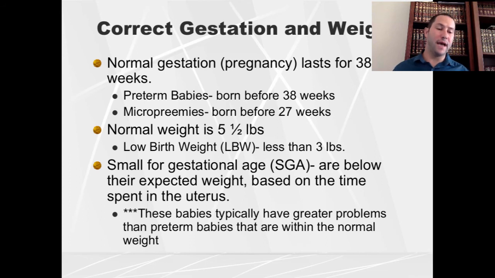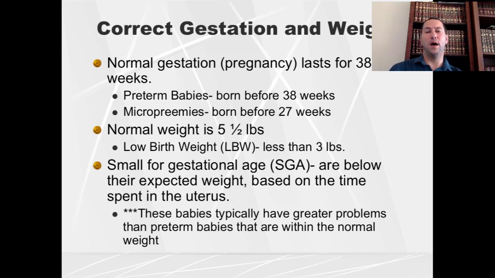Okay, so we talked about labor and delivery. Mazel tov, congratulations, you have your baby. As I said, normal gestation is 38 to 42 weeks. A preemie is anything before 38 weeks, and a micropreemie is 27 weeks or less. Normal weight is 5.5 pounds. You'll notice that 5.5 pounds is lower than the typical weight of 7 pounds, but low birth weight is anything under 3 pounds.